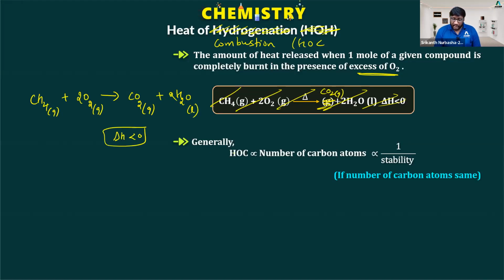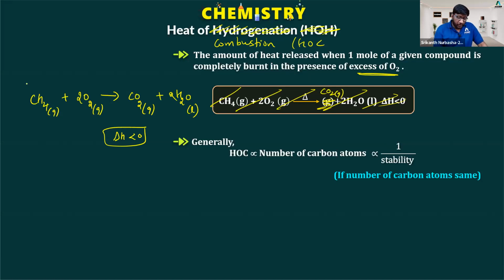Generally, heat of combustion is directly proportional to the number of carbon atoms and inversely proportional to stability. Heat of hydrogenation is directly proportional to the number of pi bonds. If the number of pi bonds is the same, then you have to look at stability. Heat of hydrogenation is inversely proportional to stability. Same thing here: for heat of combustion, you have to look at the number of carbon atoms.